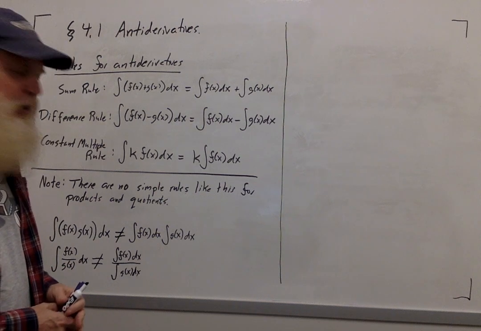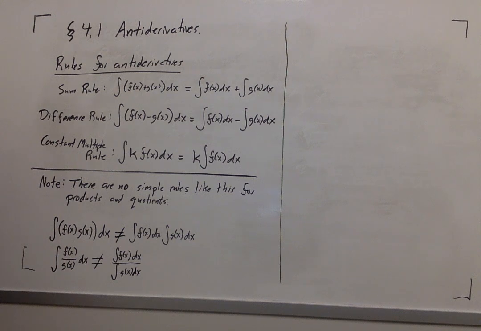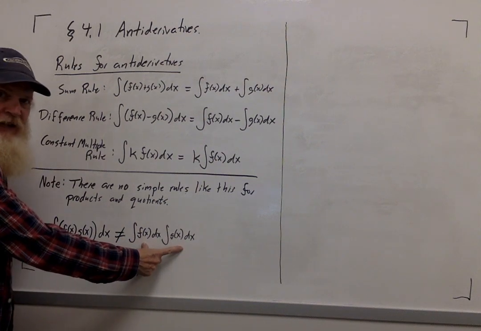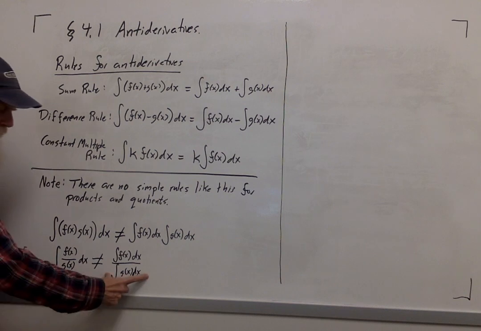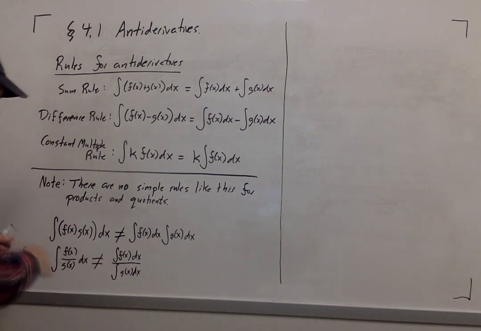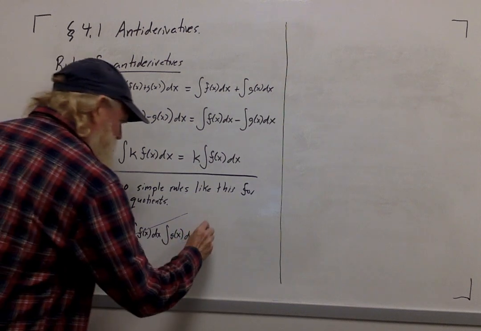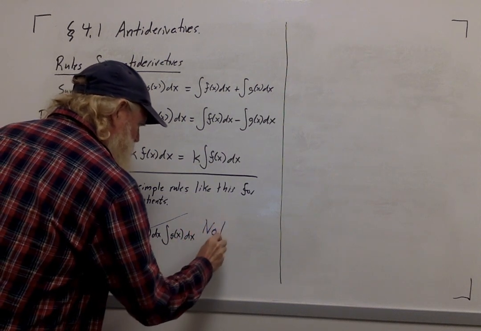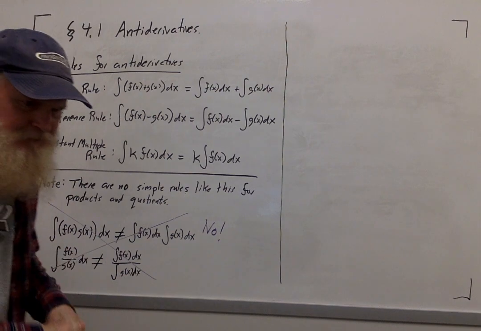One thing I want to emphasize right away, though, is that there are no simple rules for products and quotients. The antiderivative of a product is not the product of the antiderivatives, and the antiderivative of a quotient is not the quotient of the antiderivatives. So we're going to X these out and write no. Those would be very, very bad mistakes to make on a test.